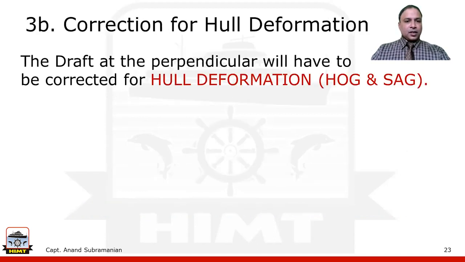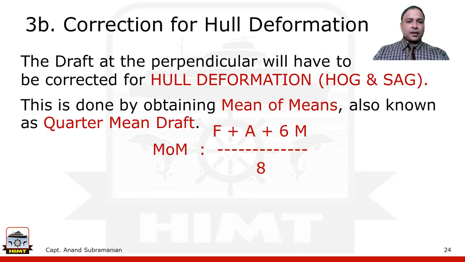So now once we have the drafts at the perpendiculars, let us go ahead with the corrections. The second correction which we apply is a correction for hull deformation. The drafts at the perpendiculars will have to be corrected for hull deformation, that is basically hog and sag of the vessel. Depending upon the loaded state, depending upon the conditions, the vessel would be having either hog or a sag.